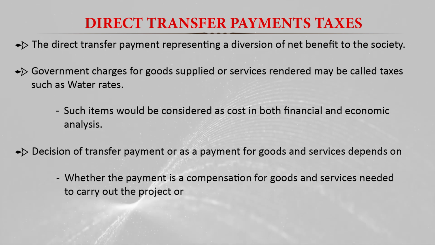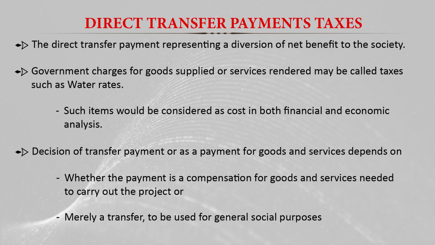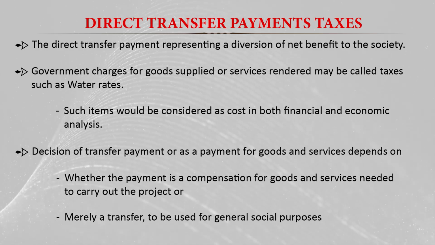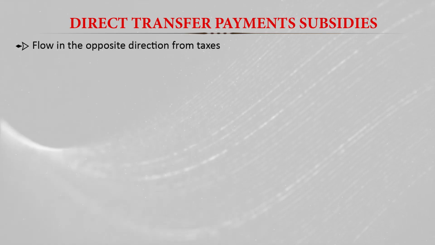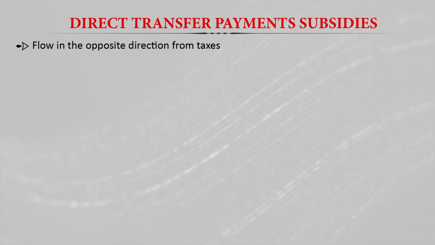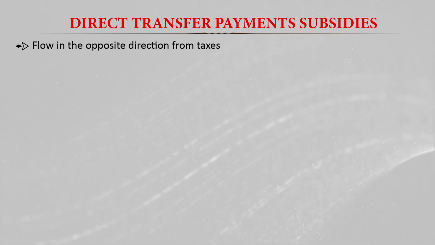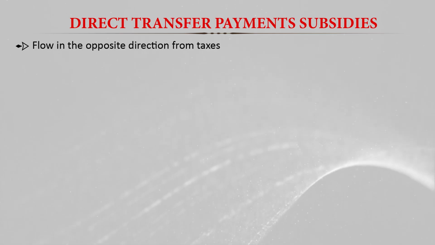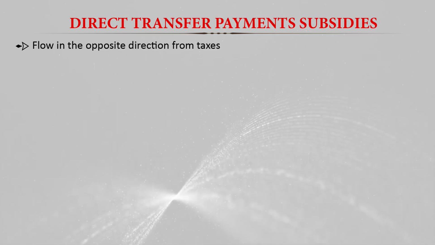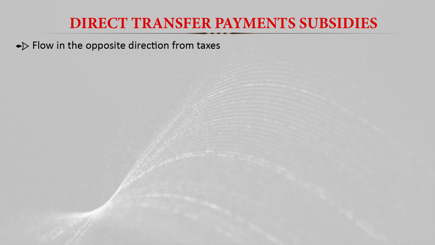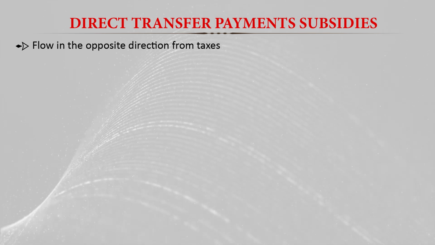And if it is only a transfer to be used for general social purpose, then we will say it is not a cost in the economic analysis. Then subsidy is another direct transfer payment, and basically this is just opposite to the taxes. In case of the taxes, the farmers, the individual company or firm, they pay to the government. But in case of the subsidy, the government gives some help to the farmers or society. So it is the reverse.